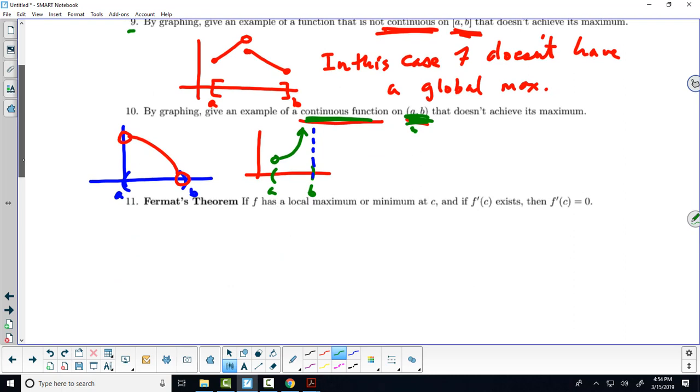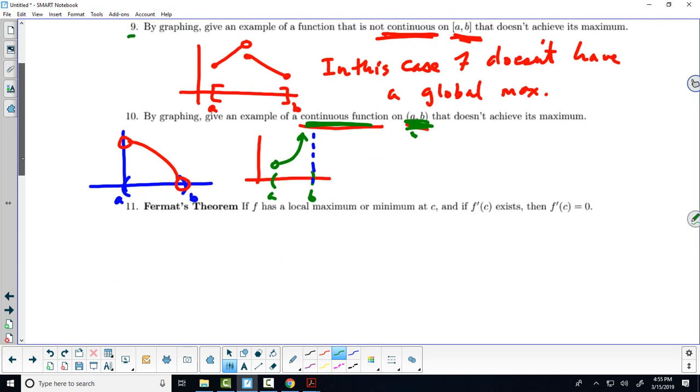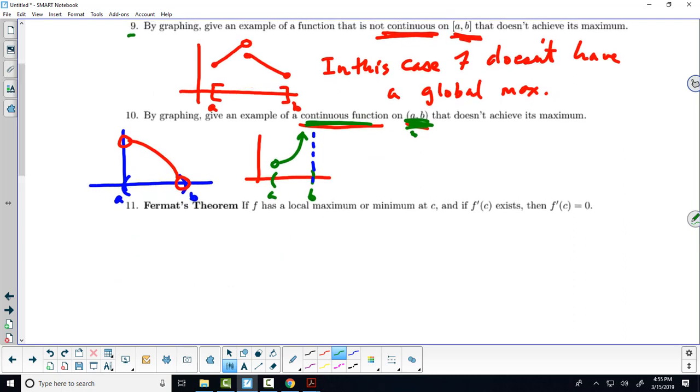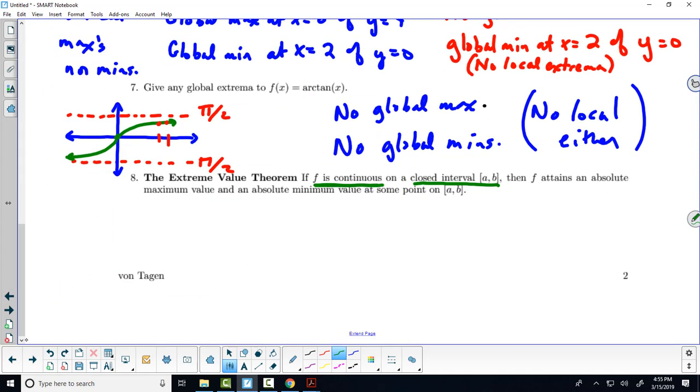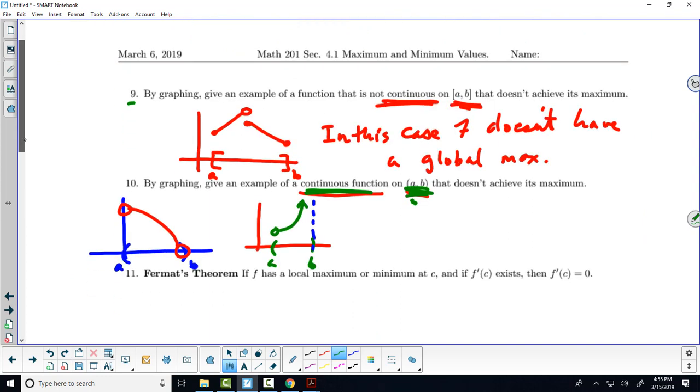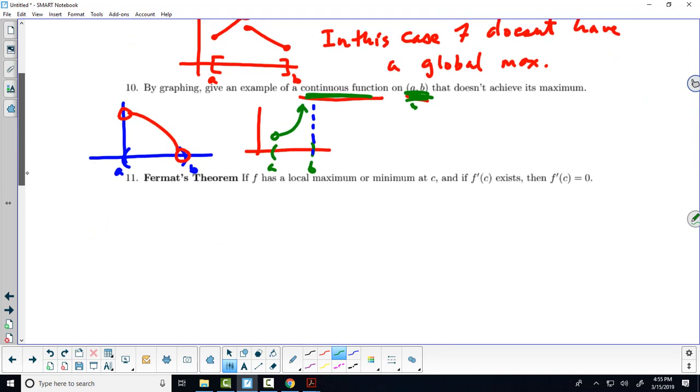But what am I trying to explain? Well, in examples 9 and 10, we've explained why the extreme value theorem requires two conditions, that f be continuous and that it be continuous on a closed interval. In 9, we looked at where the theorem could break down if it wasn't continuous, and in 10, we looked at where it would break down if it was continuous, but not on a closed interval.